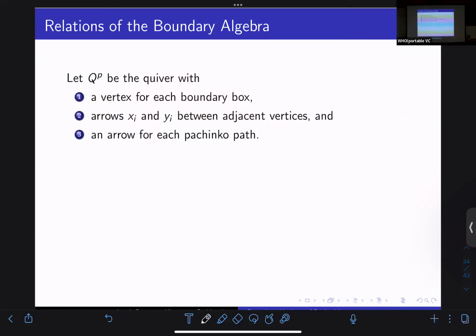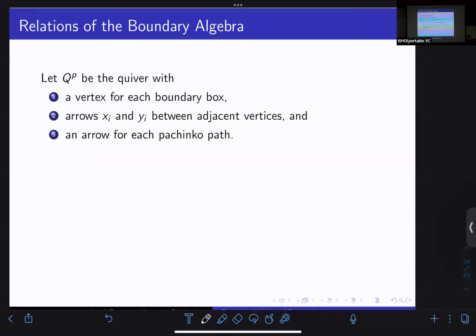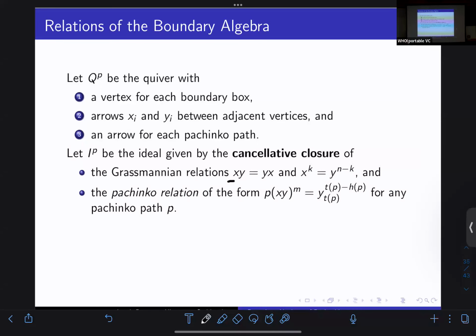And so I'm going to draw a quiver, and I'm going to have, of course, a vertex for every boundary box, and I'm going to have arrows for my xi's and yi's. And I'm going to just add an arrow for all of these pachinko paths, all of these new paths between non-adjacent vertices that should be in there. And my relations are just going to be all the ones that I've talked about. We have these 2 types that we already know happen, these Grassmannian relations from the Grassmannian case. And for every pachinko path, we have this new type of relation that just looks like this path plus some face paths is the same as a composition of y's.